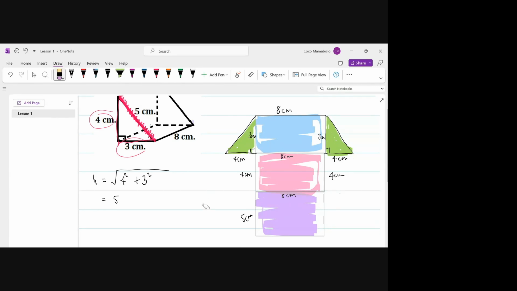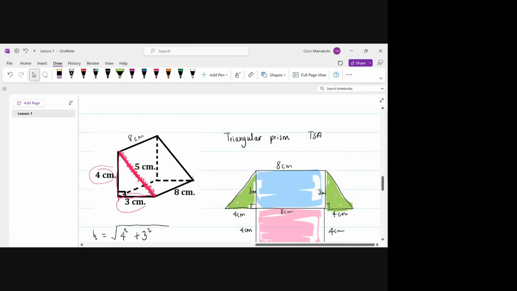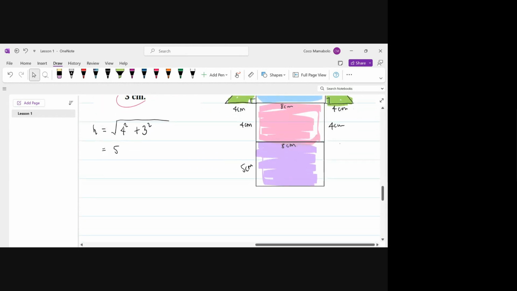All right, let's talk about the total surface area. Now, we need two things. We're going to need the area of a rectangle. Area is equal to length times breadth. And we're going to need the area of a triangle. And we know that the area of a triangle is half base times perpendicular height, which we have in this case.